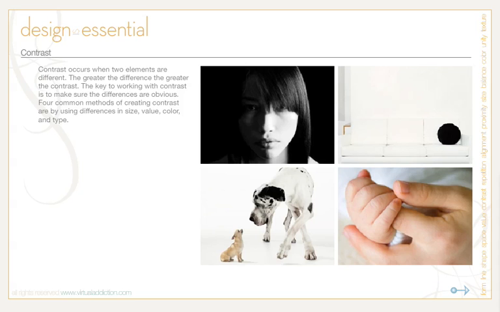Contrast is another one of the principles of design. Contrast occurs when two elements are different. The greater the difference, the greater the contrast. The key to working with contrast is to make sure the differences are obvious. Four common methods of creating contrast are using differences in size, value, color, and type.